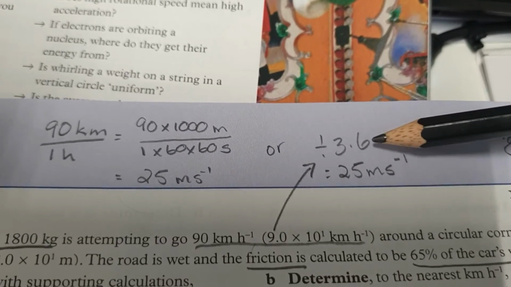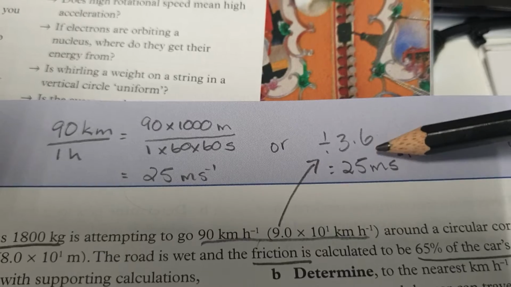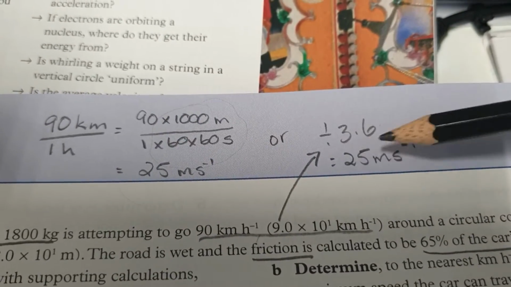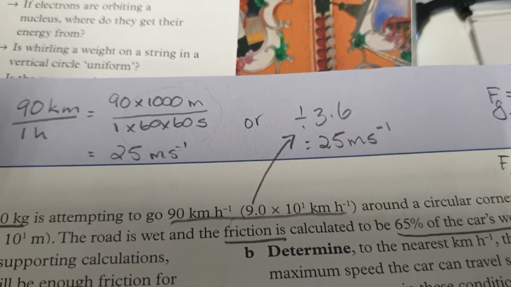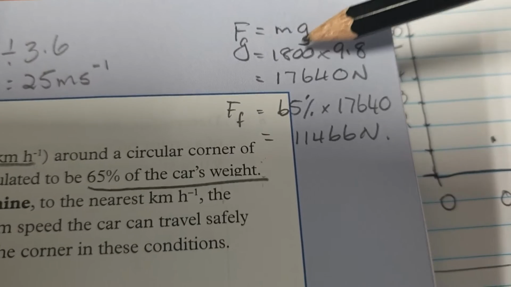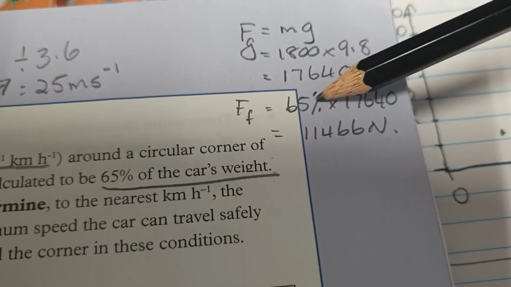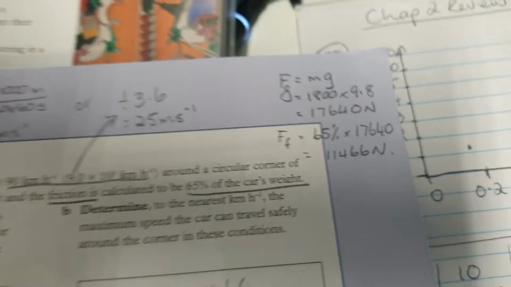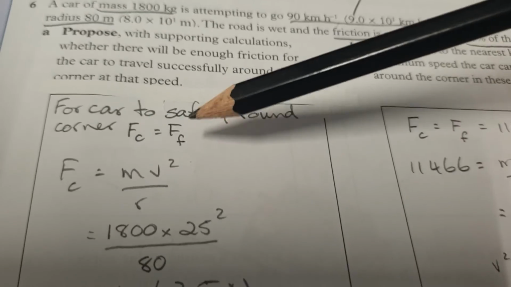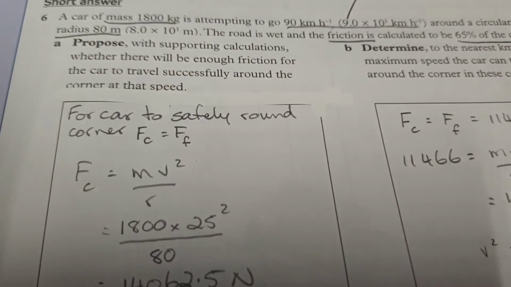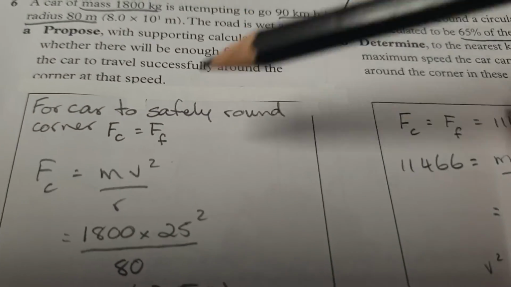Or if you happen to remember it, you can just straight up divide it by 3.6. So doing that is the same as dividing by 3.6. So it's 25 metres per second. The weight of the car is 1,800 times 9.8 and the friction is 65% of that. So that's where I've got that from. For the car to safely round the corner, the centripetal force and the frictional force have to be the same. Otherwise, it would be sliding out or inwards.